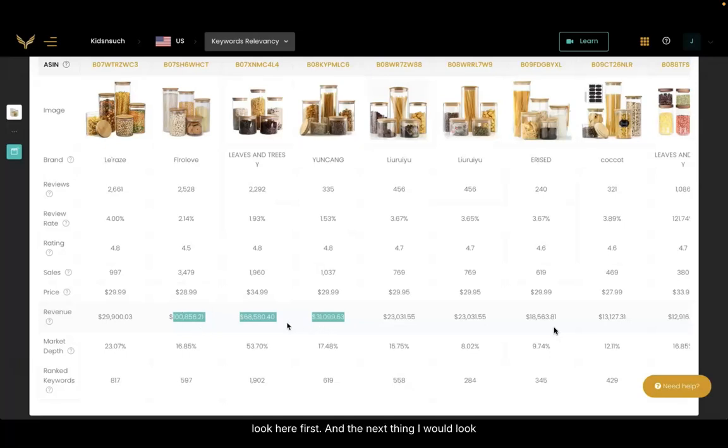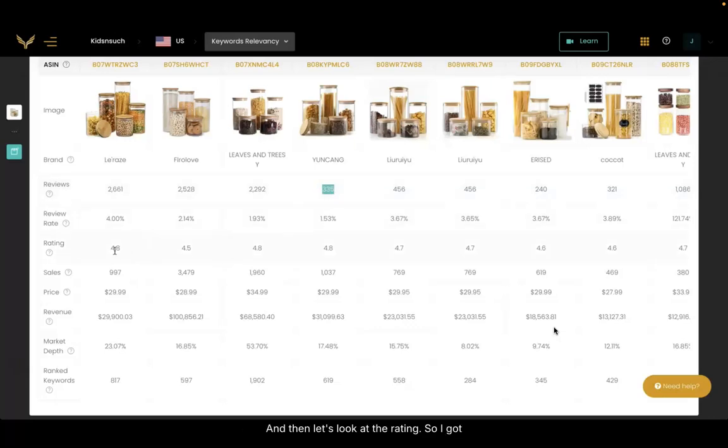I would look here first. And the next thing I would look at is up here at the top, and say, okay, let's look at review count. Well, review count is pretty much the same. Actually, I have more reviews than everybody else. And this one here, who's doing very similar revenue to me, has virtually no reviews in comparison, right? 335 compared to 2,600. This is a big discrepancy.